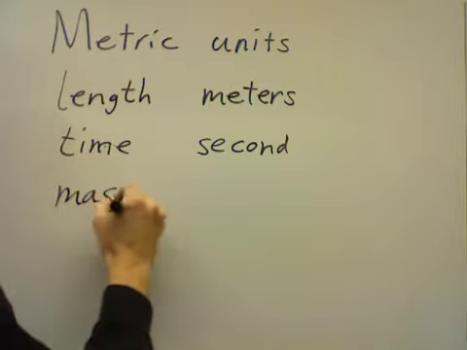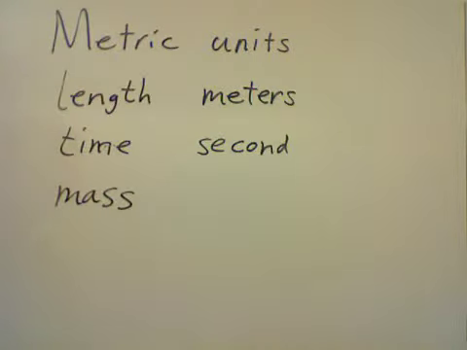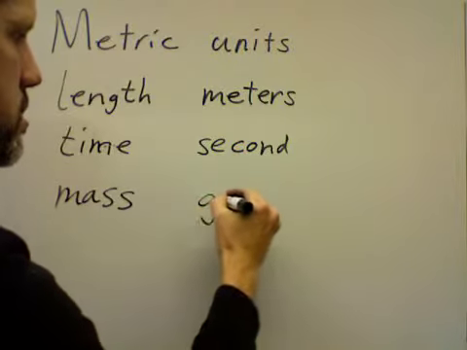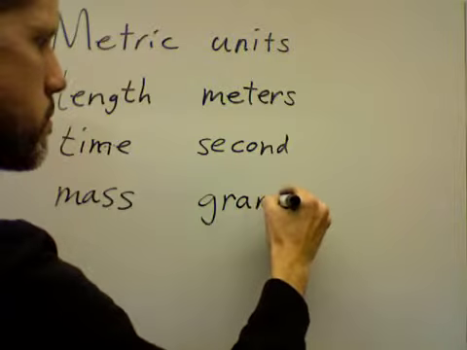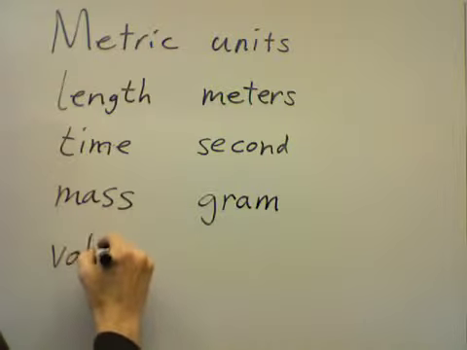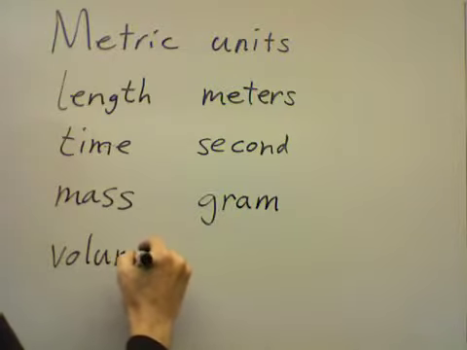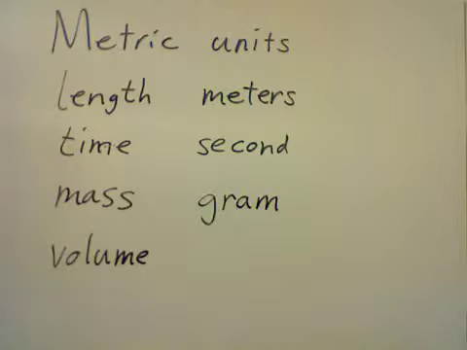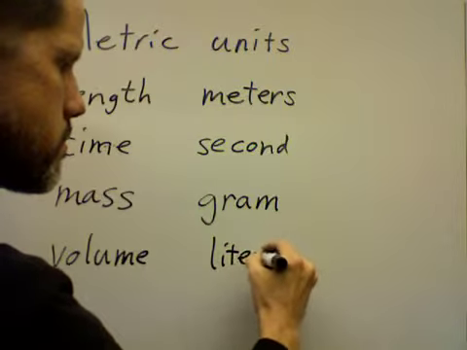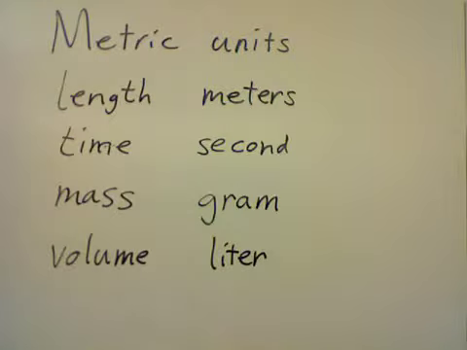Mass is another real important thing that we measure often in physics. And the unit for the metric system is the gram. And another one which is common is volume, and the unit for volume is the liter. These are the most important and the most common of the metric units that we're going to be using.